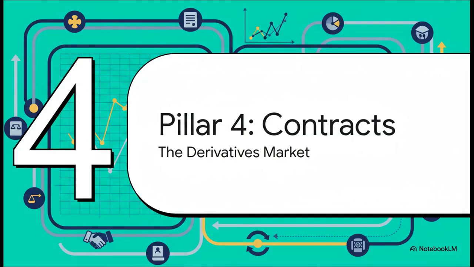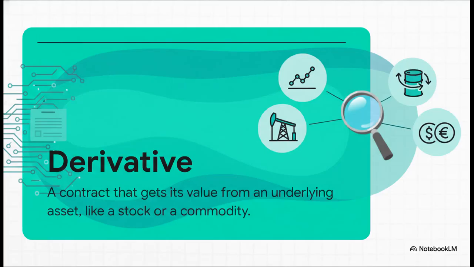And now for our fourth and final pillar, derivatives. I know, the name might sound a little complex, maybe even scary, but the core idea is surprisingly simple. We're really just talking about financial contracts. A derivative is just a contract between two parties. But here's the crucial part. Its value is derived from some other underlying asset. So, for example, a contract to buy oil at a certain price next month gets its value from what the price of oil is doing right now and what people think it will do. The contract itself is just a piece of paper. It's the oil price that gives it value.